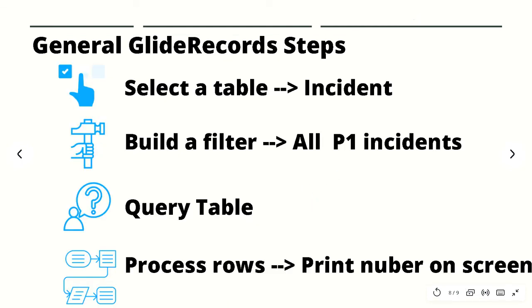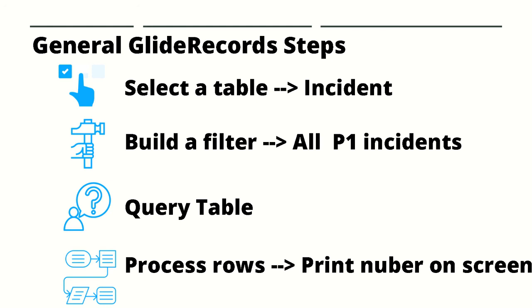All right. So let's apply this analogy to a real world example. Again, using our first example we discussed in the show me the code section, we would like to print all the incidents that have priority one to the screen. While this may vary depending on the GlideRecord method that you are using, there are typically four steps involved in this process, just like we saw in the analogy. So the first step is selecting a table to query. In this example it's the incident table.